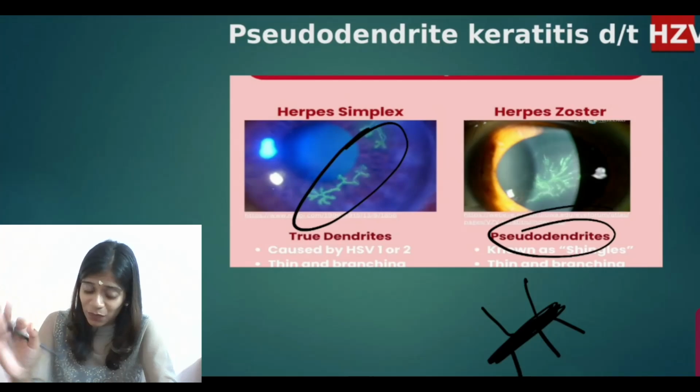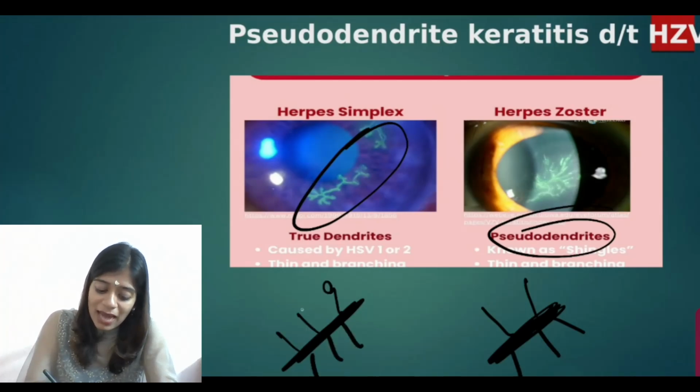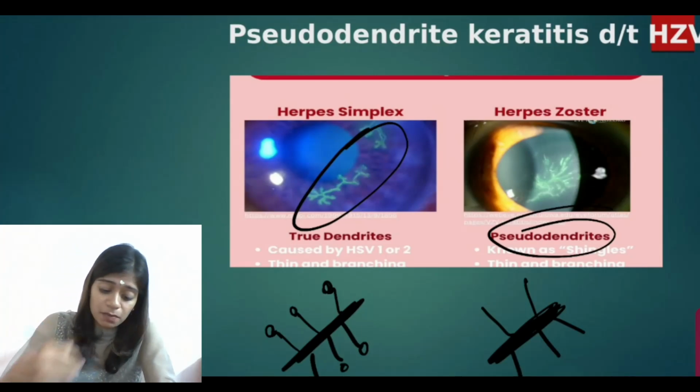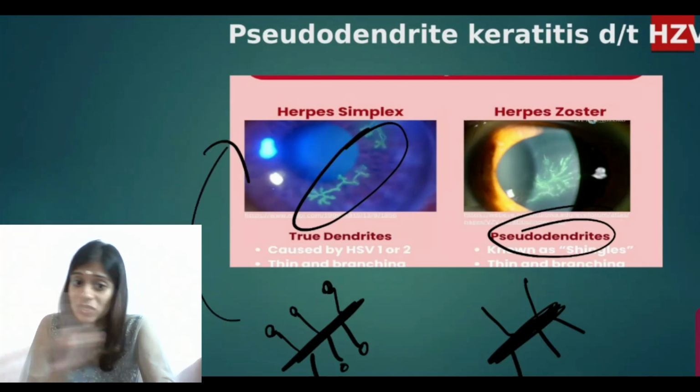That is it. But in herpes simplex I told you there is going to be a linear branch, from there multiple branches arise and they will end in a terminal bulb. Is there a bulb-like structure? This is what we call true dendrites. That is seen in herpes simplex. But in herpes zoster there is no bulb-like structure.